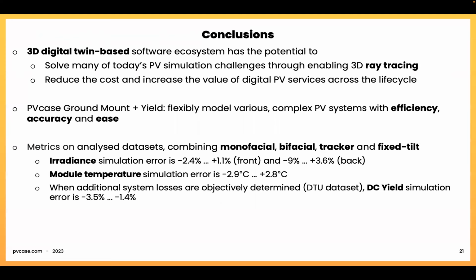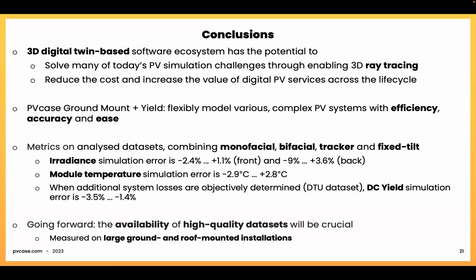And from the validation study results that we have presented, we have seen really good results for the front side irradiance and the rear side irradiance, both when working with hourly and minutely data. In terms of temperature, we found maximum deviations lower than 3 degrees. And when we have a fair assessment of the system losses, our energy yield error is between -3.5% and 1.4%.